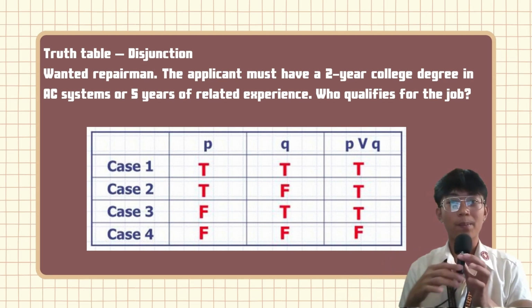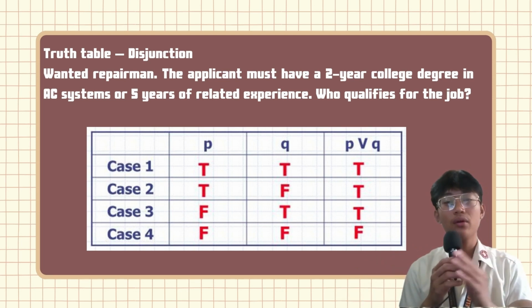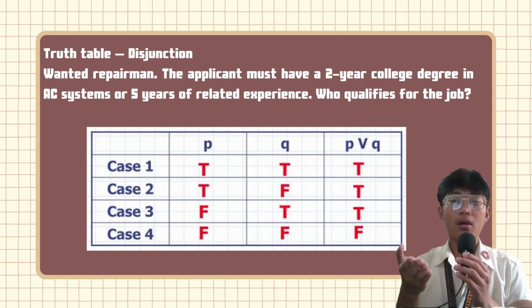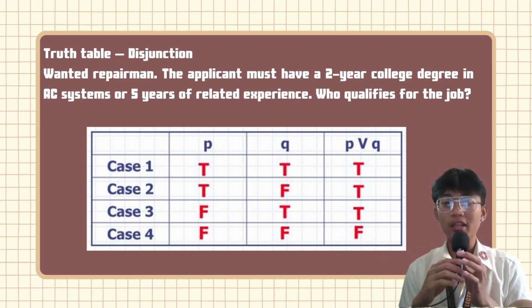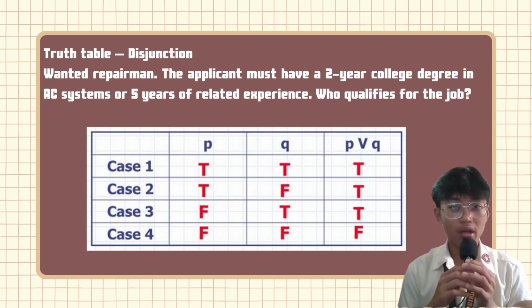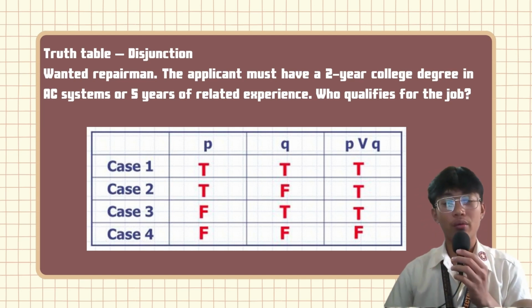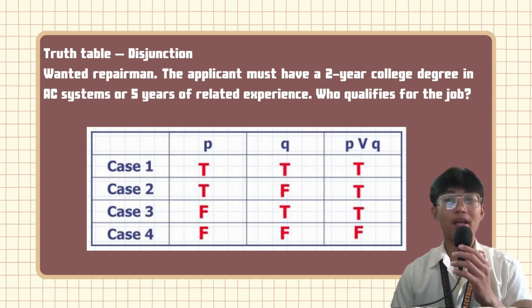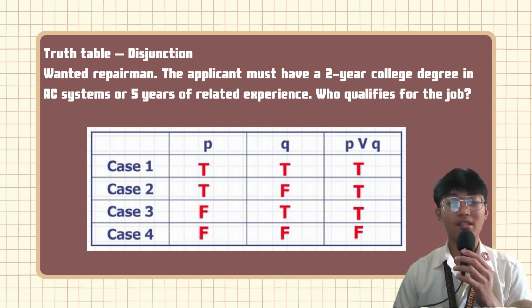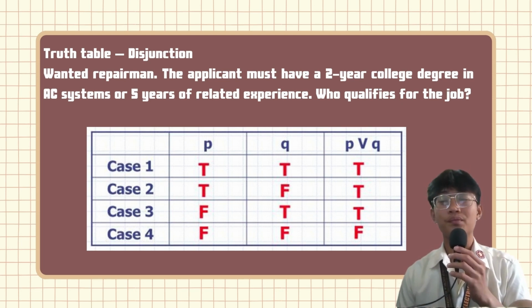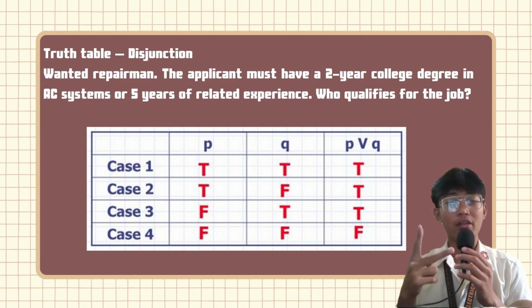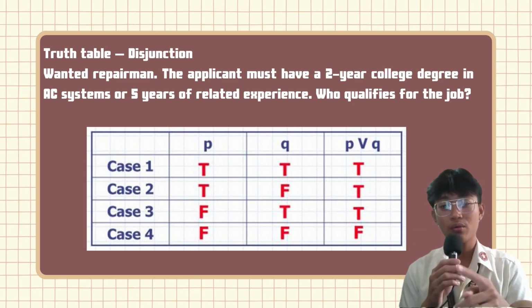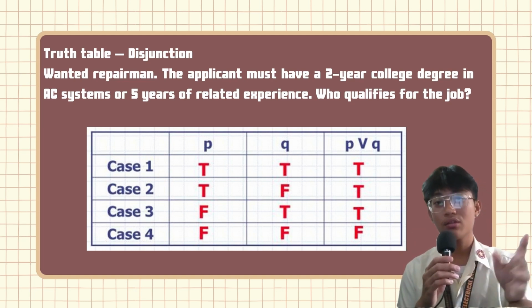Sa case 2 naman, P is true and Q is false. So, P or Q is true. Bakit naging true nga ba yung P or Q? Naging true yung P or Q kasi either one sa P and Q ay naging true. Kahit may false si Q, true naman si P kaya magiging true pa rin yung P or Q, kasi tinitingnan niya yung dalawang sentence hindi together but only one of them. So, kapag may isa lang doon, true pa rin siya.